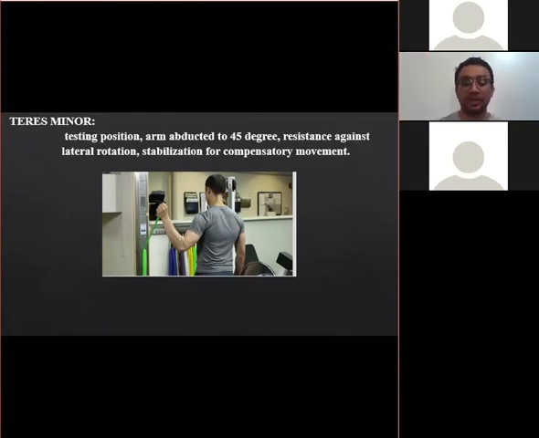That's why I pulled this picture. That's the position that we will hold the joint at, and then you will give resistance, and the patient tries to move into external rotation. So the testing position is arm abducted to 45°, and you give resistance against the lateral rotation, and you stabilize for any compensatory movement. And I'm going to ask you, and you guys tell me what is the problem. Let's say the muscle is strong and there is no pain. What do you think of a teres minor?